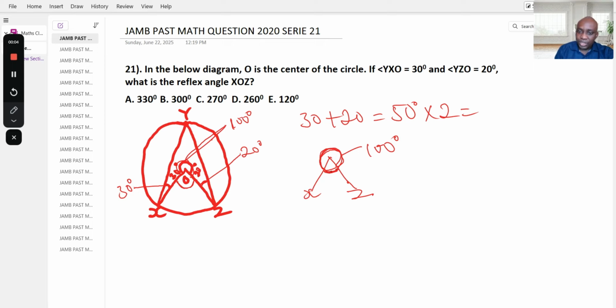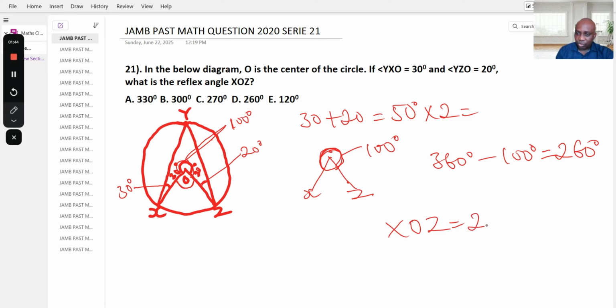And what will be the angle from here? We are going to say 360 degrees minus 100 degrees is going to give us 260 degrees. Our answer, X O Z, the angle XOZ equals 260 degrees. Do you have 260 degrees there? Yes, our final answer is D.